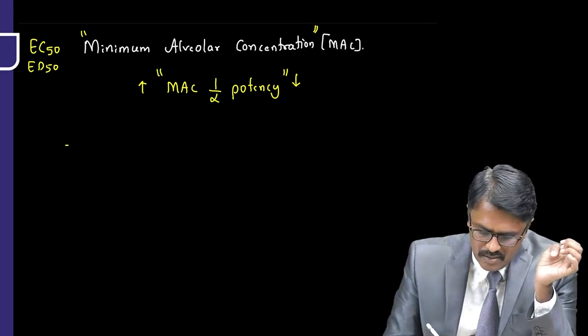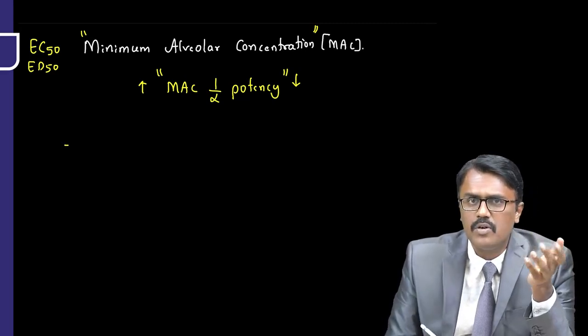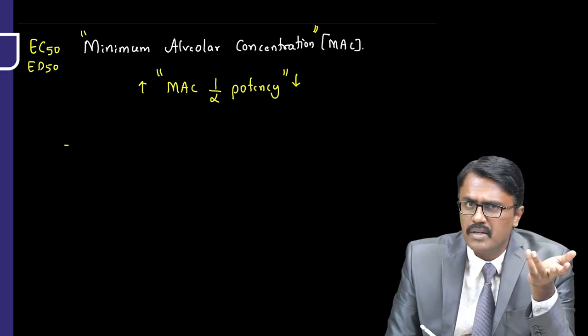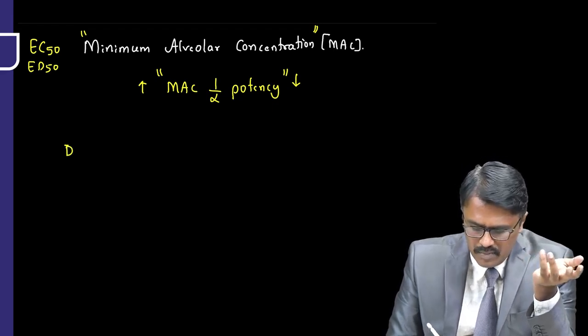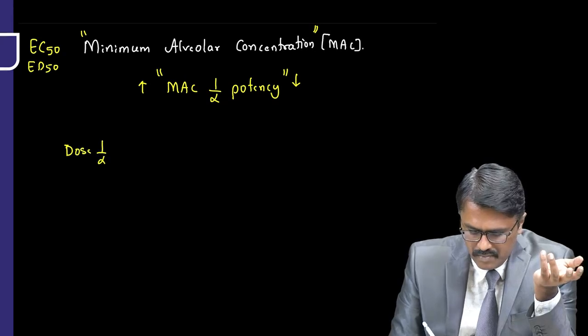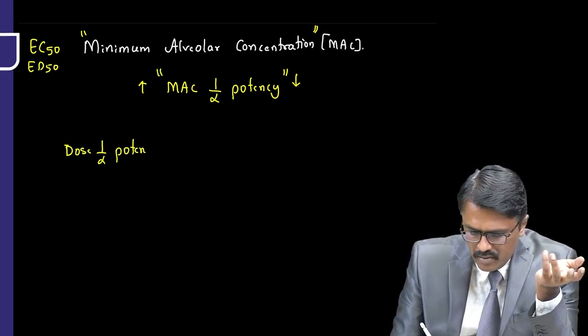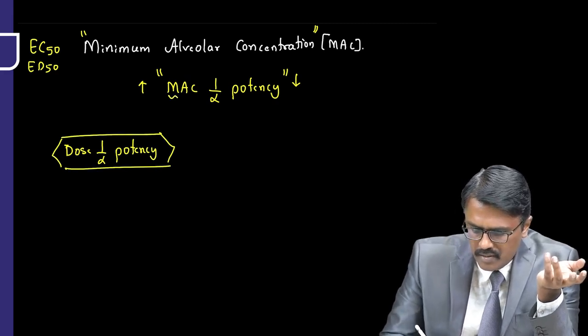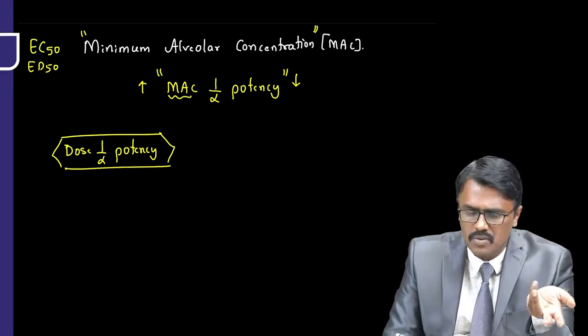Same thing we have discussed, the effective dose 50. So effective dose means potency. Yes or no? So dose is inversely proportional to potency. Higher the dose, less is the potency. So MAC is telling you the drug concentration, that is the dose.